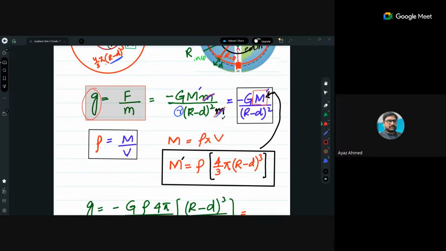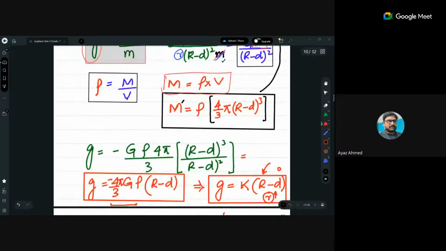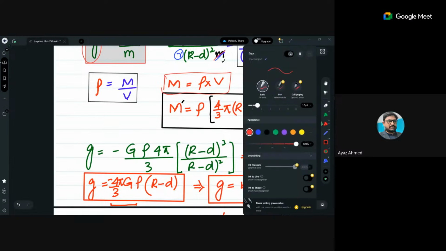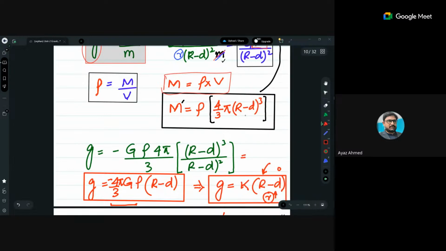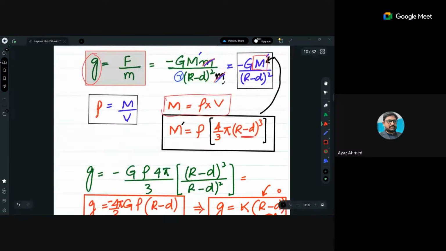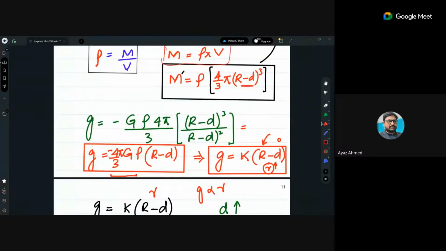So when mass is reduced, you can simply say that mass is equal to density times volume. Okay? So the mass of the new region of the earth is density into 4 by 3 pi into the remaining radius cubed. You will place the value of mass in this equation and you will get G into 4 pi into density divided by 3, and (r minus d) divided by (r minus d).